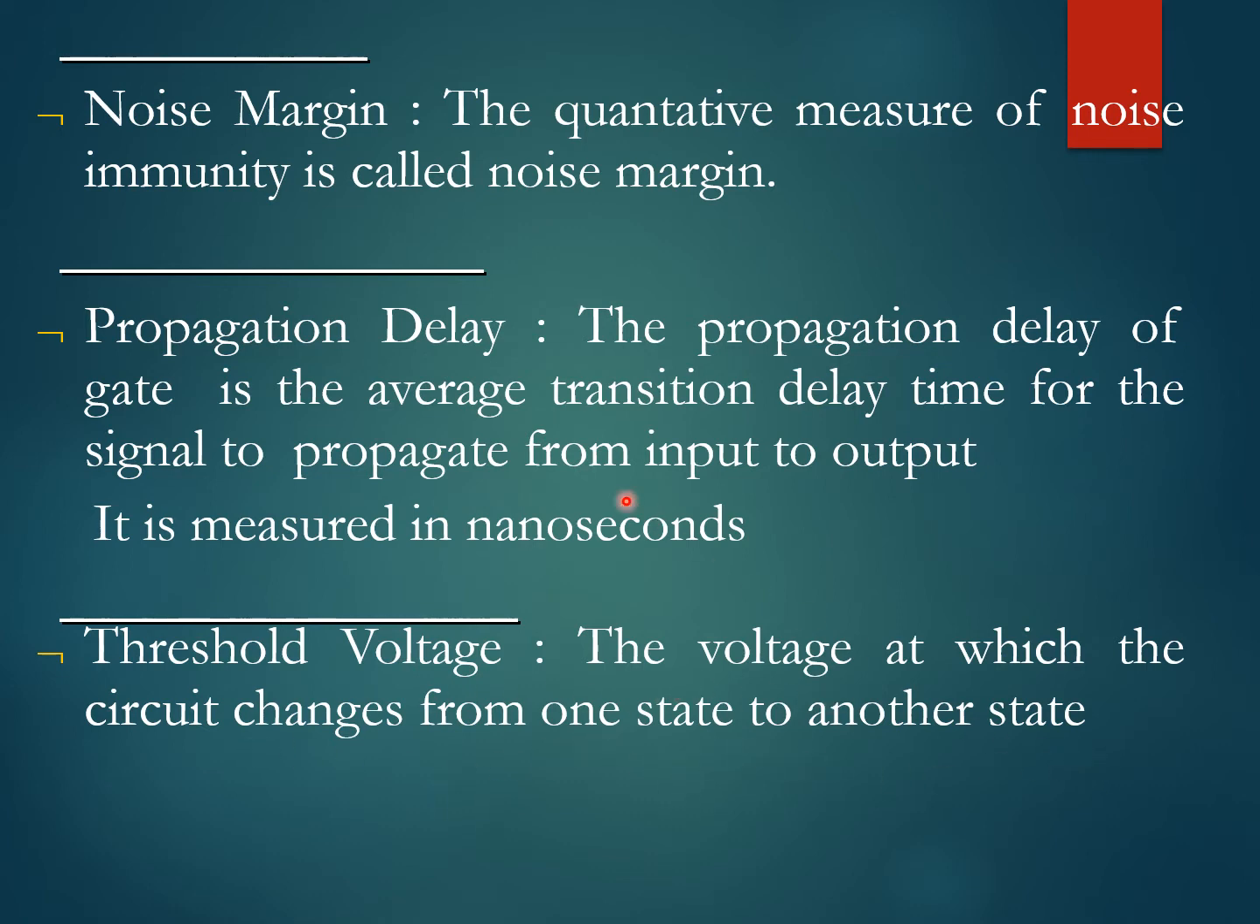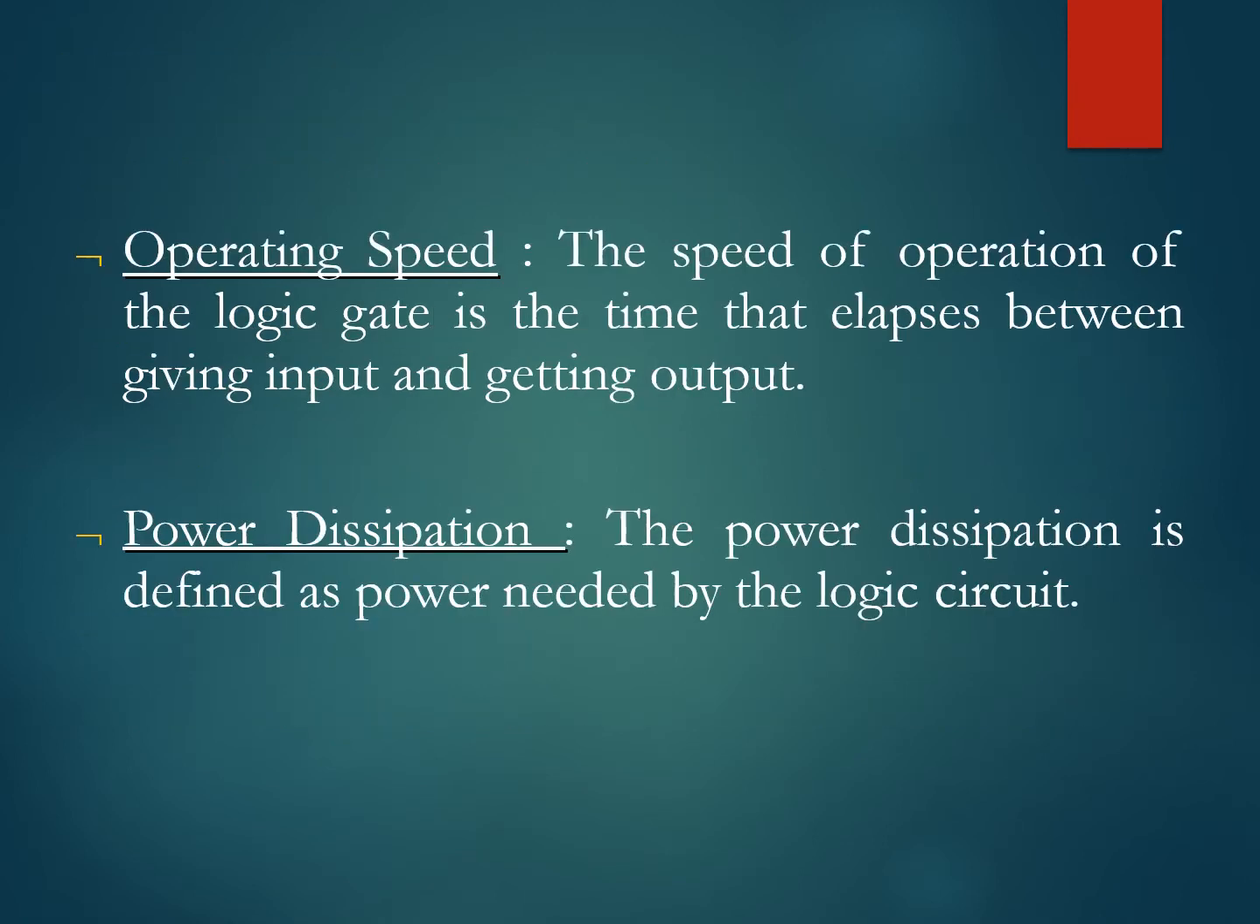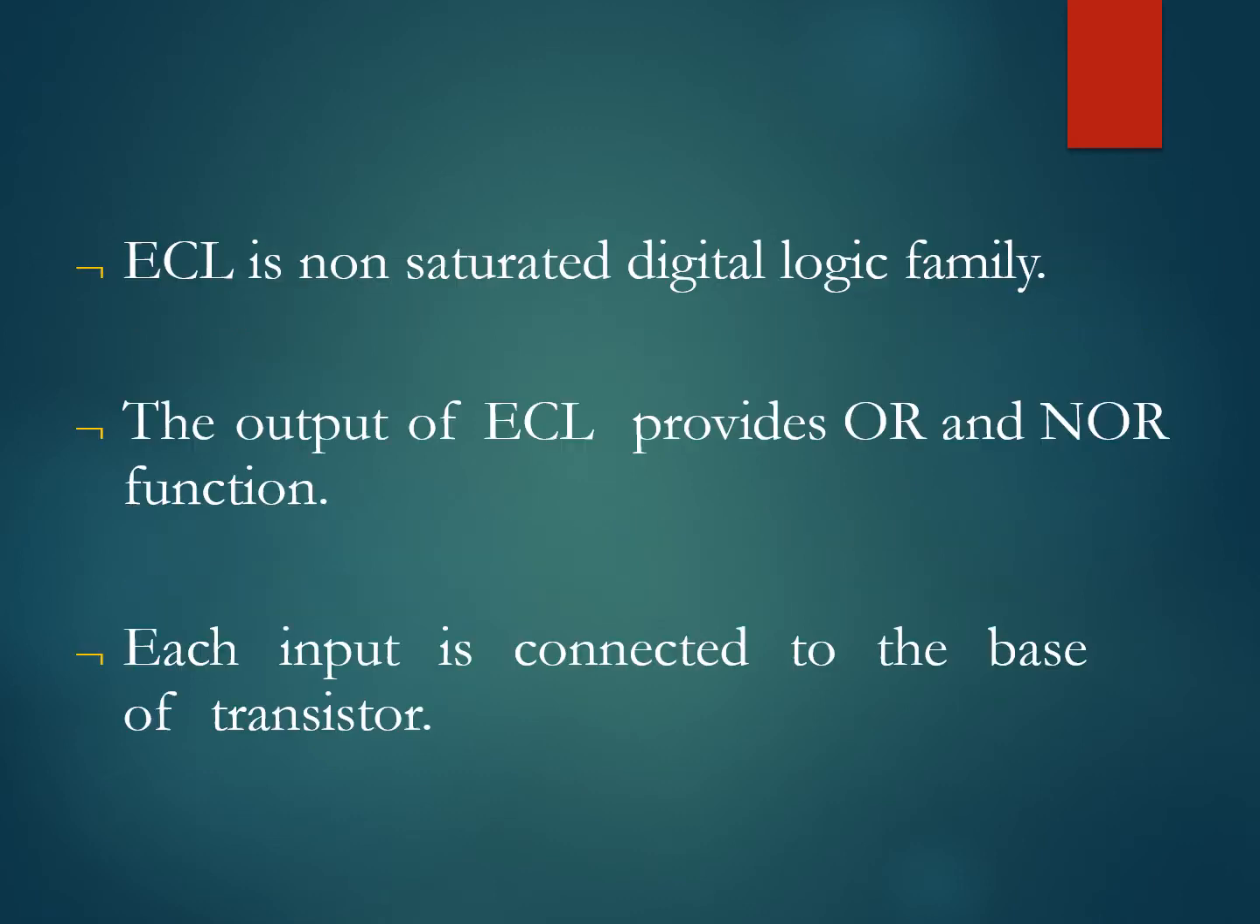Hope you're all having a good idea about all these characteristics of logic families. Now back to our topic, and a few more are operating speed. The speed of operation of the logic gate is the time that elapses between the given input and getting output. And what is power dissipation? The power dissipation is defined as the power needed by the logic circuit.